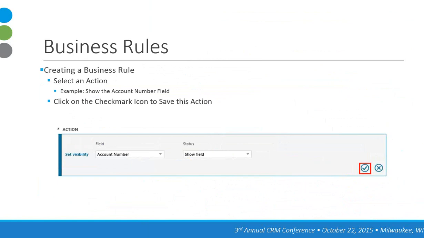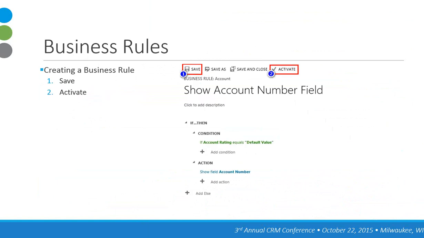So set the visibility, so show the account number field on the form, and then hit the check mark to save it. After you have your condition and your action, you want to save the whole business rule, and then you have to activate them. Now, business rules do not work on the form until they are in an active state.